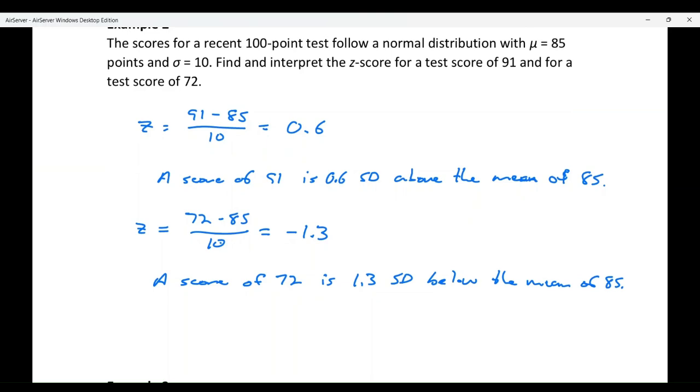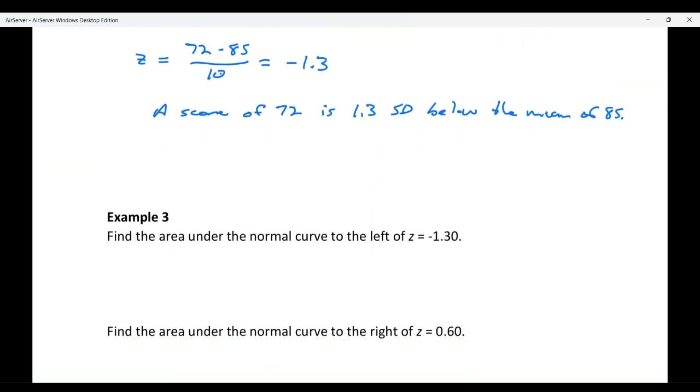Now, like I said, one thing we can do with z that we'll see later is using it to compare results on a test score. But the other thing we can do is use it to help us find area under the curve. So if we want to know that proportion or probability of data that falls within a certain range, this is how we do that.